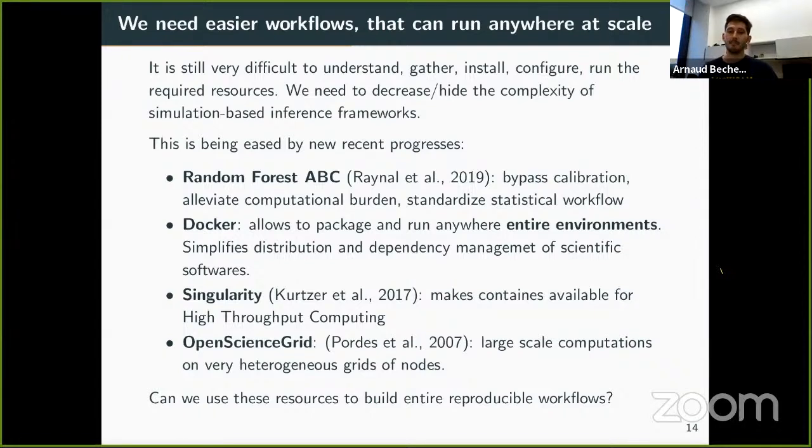What it does is that it bypasses difficult aspects of estimation, that is everything about calibration. Remember, you had to decide what summary statistics you wanted to use and how much information you were losing. All of that is now handled by their method, which is just phenomenal. Also, it alleviates the computational burden, so you can decrease the number of simulations you need, and because you decrease the need for calibration, you can hopefully come up with more standard statistical workflows that you don't need users to very finely tune.